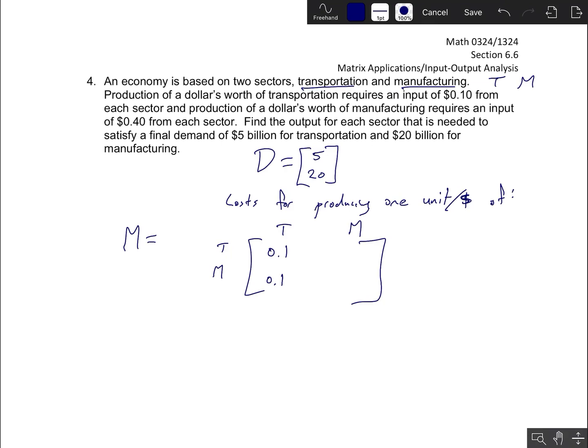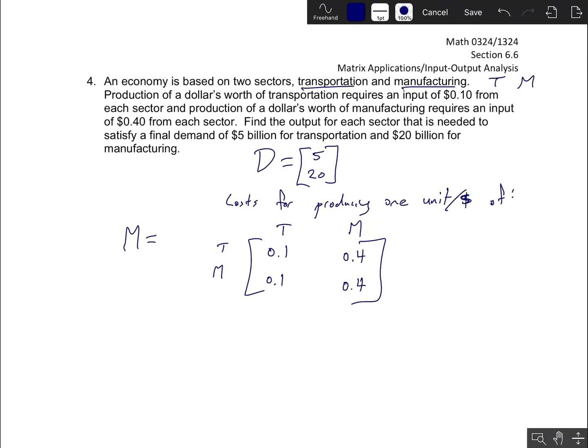And then we're going to do the same thing for M. So for the second column, we want to know the cost for producing 1 unit or $1 of manufacturing, and that looks like 40 cents from each sector. So this top right entry says that to manufacture 1 unit of manufacturing, it's going to take 40 cents of transportation, and then the bottom right says it will also take 40 cents of manufacturing. So just remember that you're setting up the columns this way and not the rows.